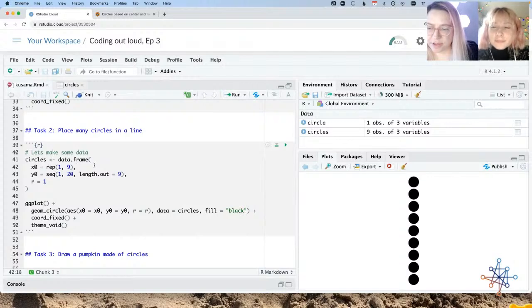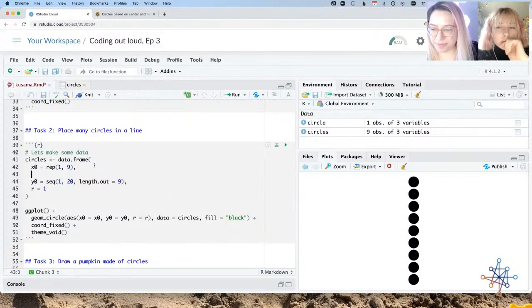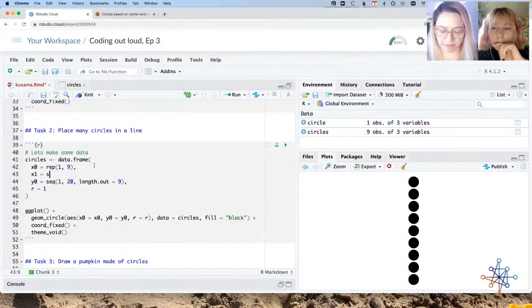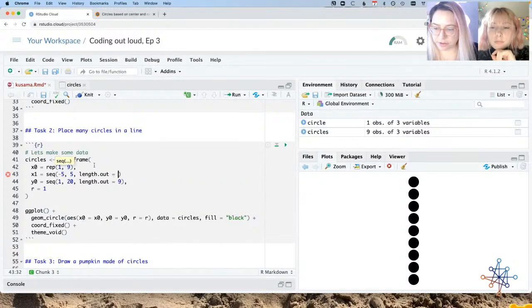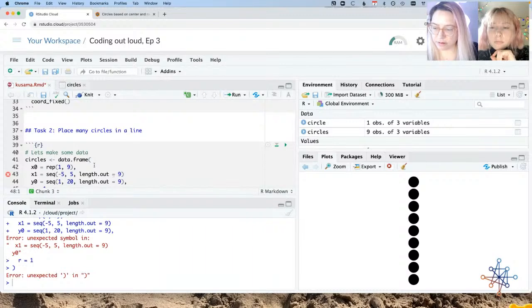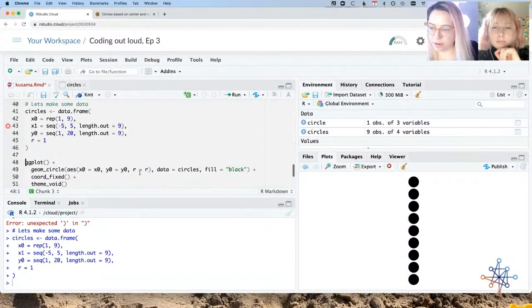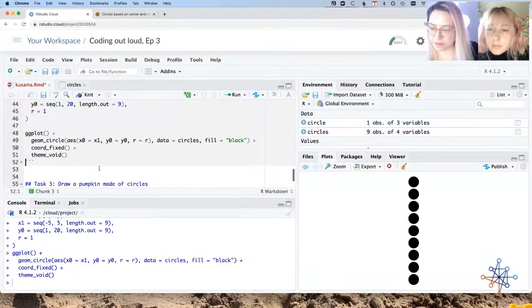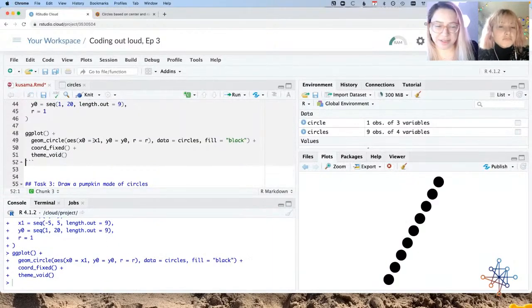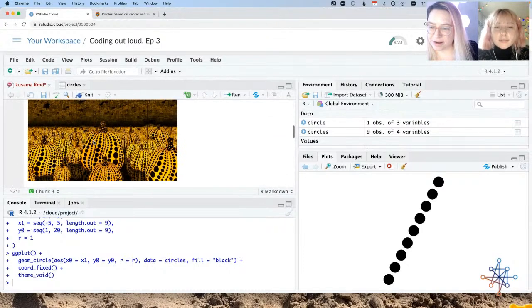Yeah. So my first instinct is to say, can I manually move them around? So what if we did something like, I'll call this X1. Maybe we can do something like give me a sequence from, I don't know, -5 to 5, length out 9. So then what happens if I do this? That's somewhat getting there, but not really.